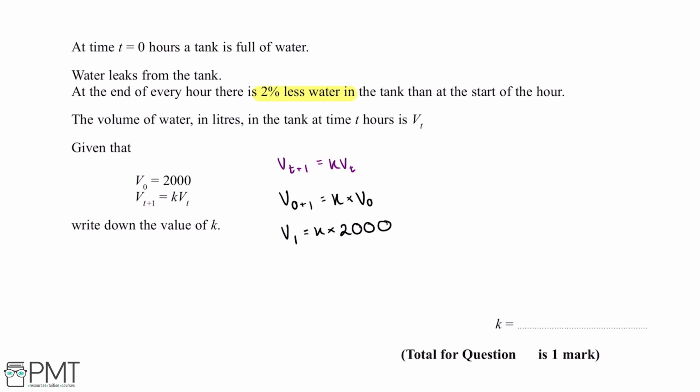So if after 0 hours there are 2000 litres in the tank, then this means at 1 hour there will be 2% less water in the tank than there was at 0 hours. And 2% less can be worked out by multiplying a number by 0.98. So what this means is that our value for k will be 0.98. Because if we multiply 2000 by 0.98, this will give us a 2% decrease and therefore give us the value for V1. And this question's worth 1 mark, and that's for the correct answer.